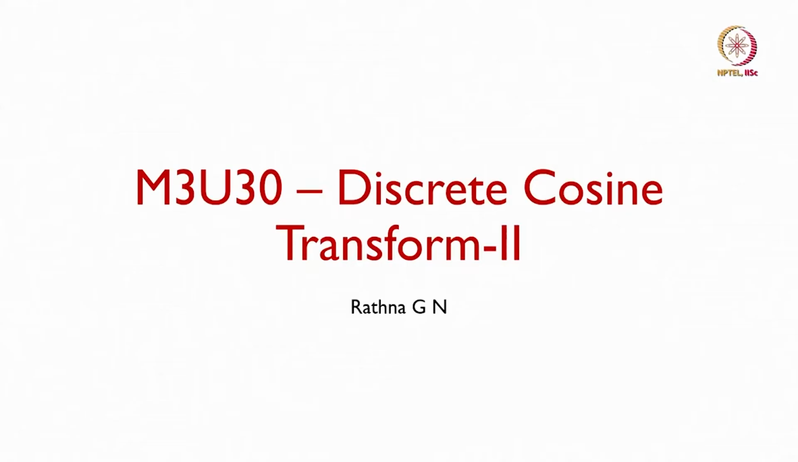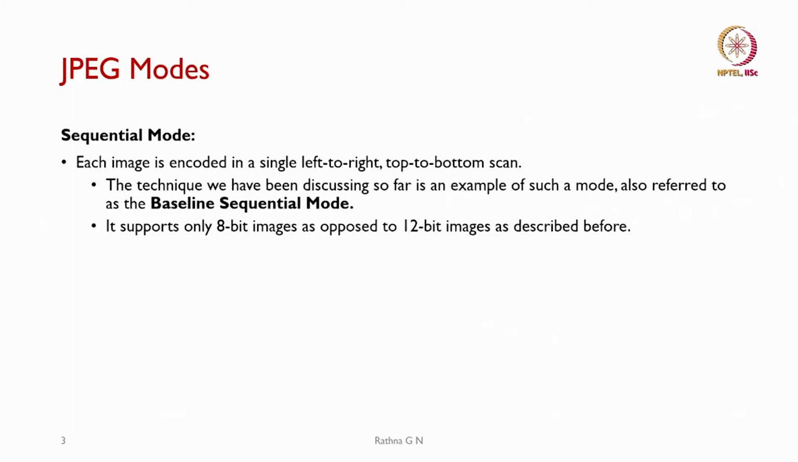Welcome back to the real time digital signal processing course. We are discussing the discrete cosine transform in image processing. We will continue with DCT in today's class also. In the last class we discussed where the discrete cosine transform is being used. We know that it is used in JPEG compression. Today we will continue with some of the properties of JPEG.